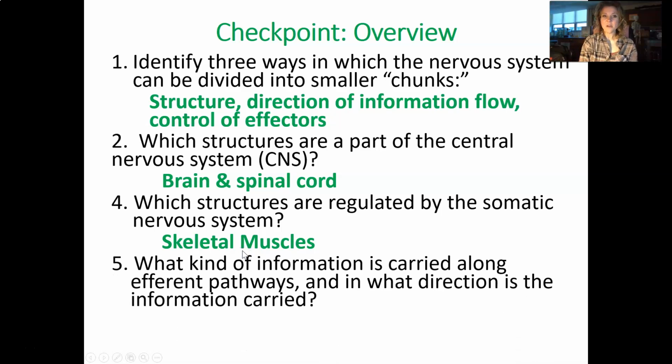Number 5, what kind of information is carried along efferent pathways, and in what direction is the information carried? Well, the efferent pathways are going to carry motor information. Those are the motor pathways, and they are going to carry information from the central nervous system to the effectors. So away from the CNS.